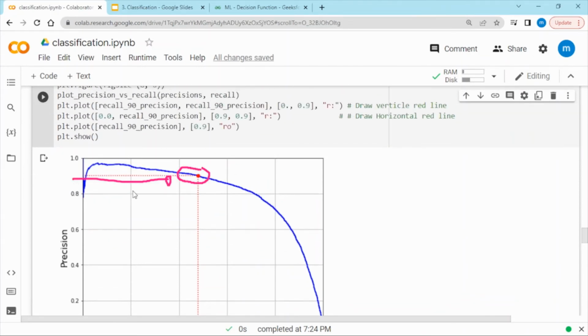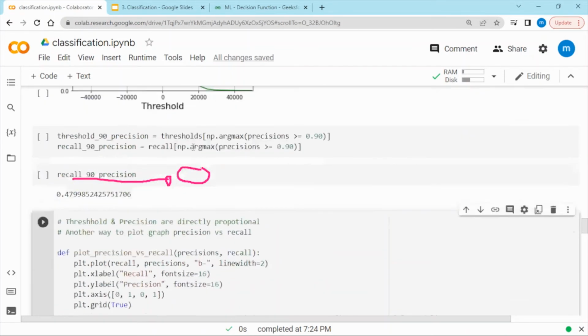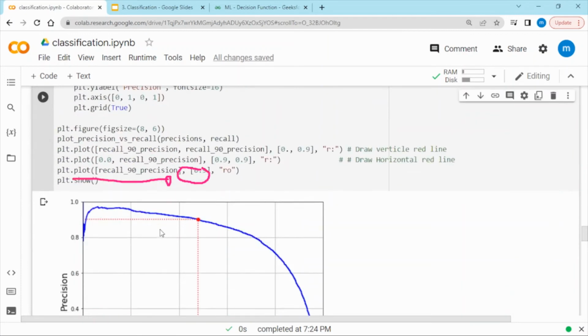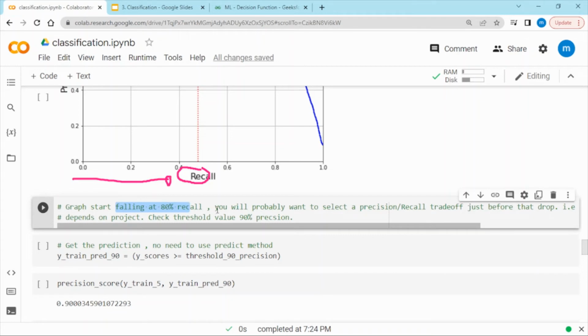Now wherever you see that my precision is getting decreased, if you look at this, my precision is getting decreased at this point. Around 90 percent of my precision, the graph is getting slightly lower. So you can select the 90 percent from here. My precision will be 0.90, and based on 0.90 you can draw on the graph, and whatever threshold is there, you can select that threshold for your model. You can see that the graph starts falling at 80% recall, and you will probably want to select the precision recall trade-off just before the drop. So depending on the project you can select the threshold.